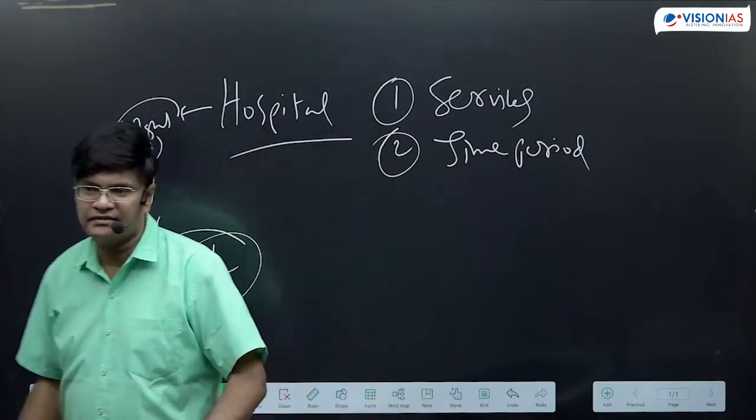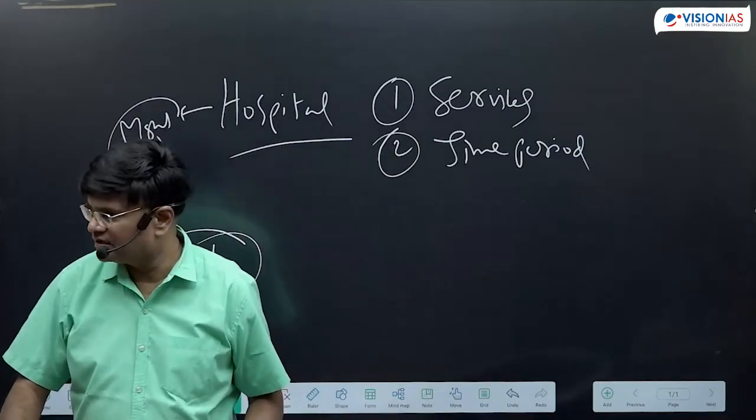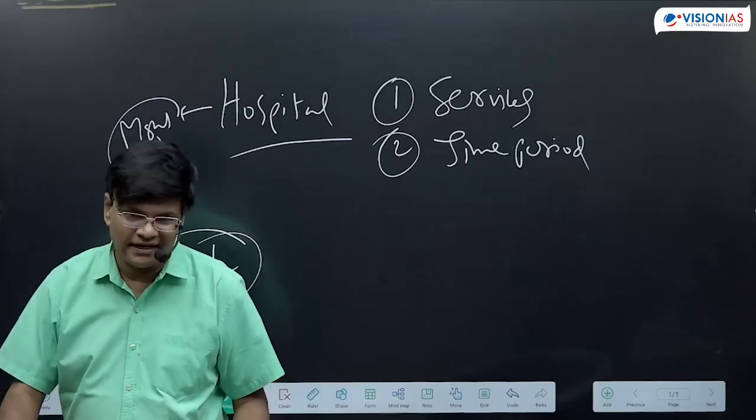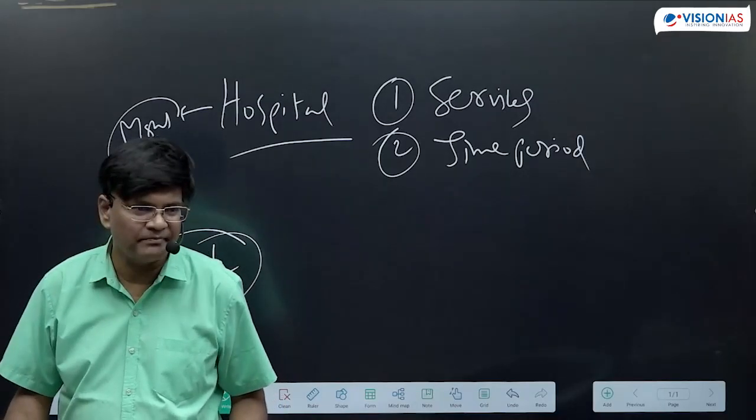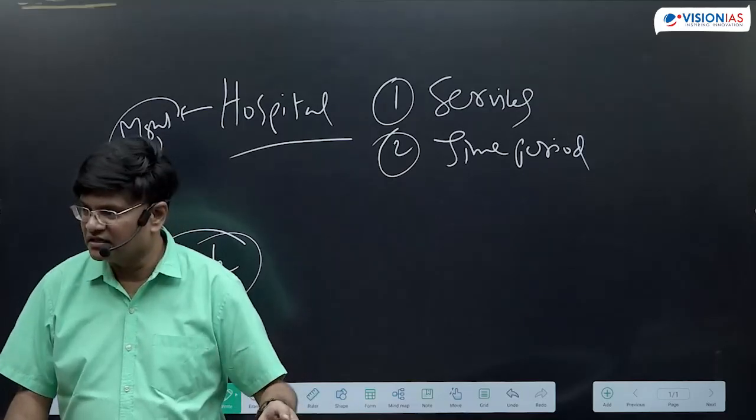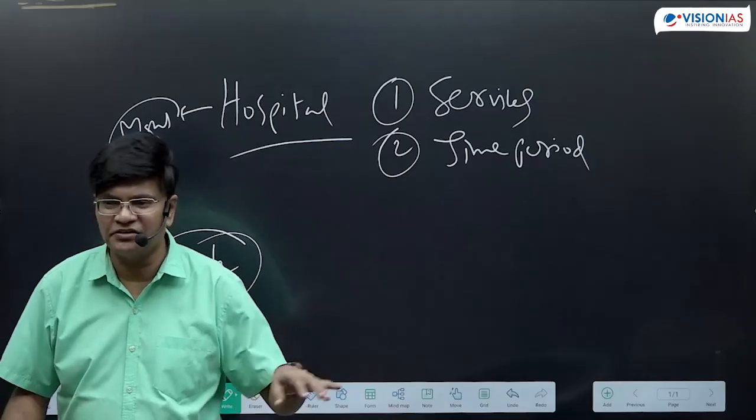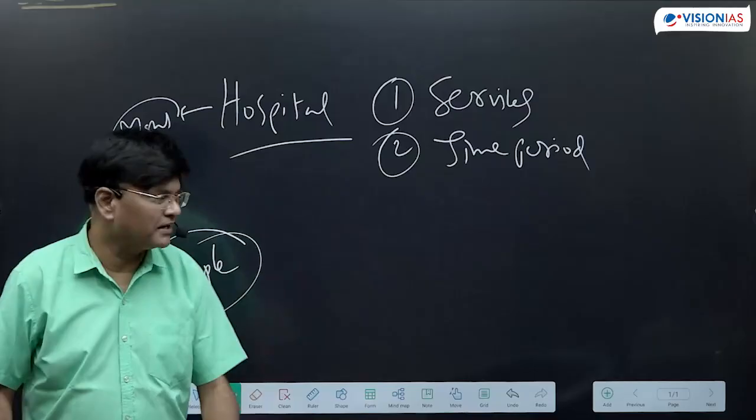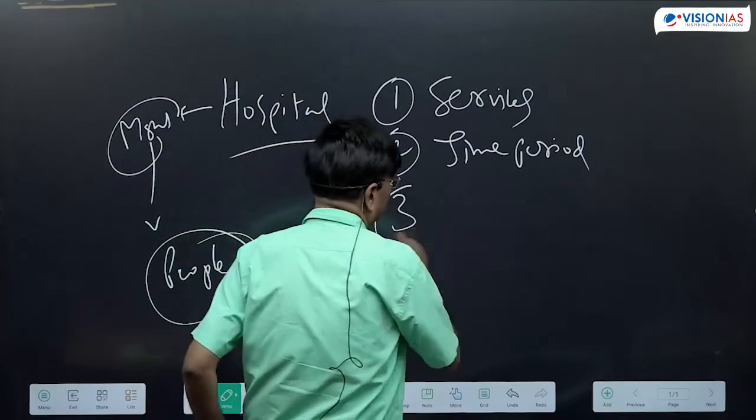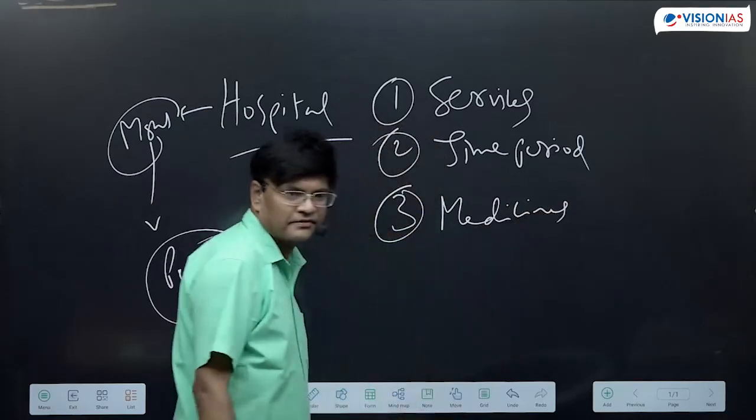What is the time period? For example, I am going to a hospital with a fever. When can I expect the doctor to come and see me? What is the time period? At least in the next 2-3 months, right? The waiting period should be at least a minimum of 2-3 months, right? And what are the medicines that are available in the hospital? Transparency.